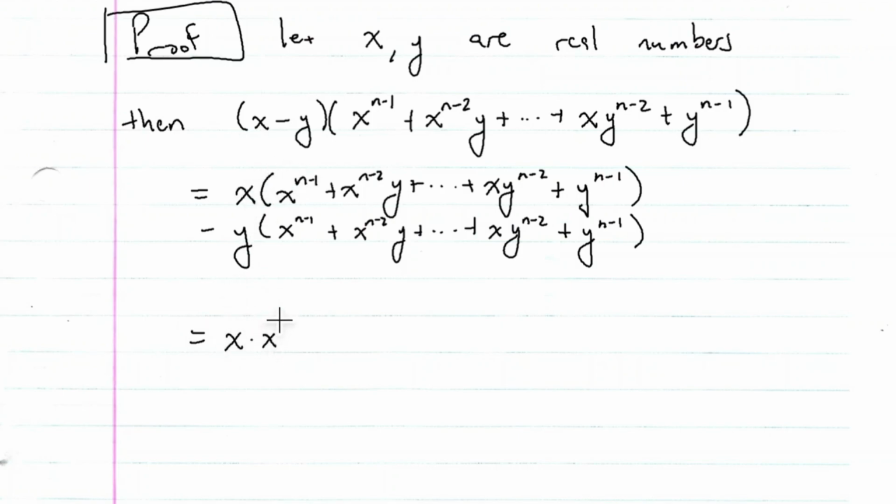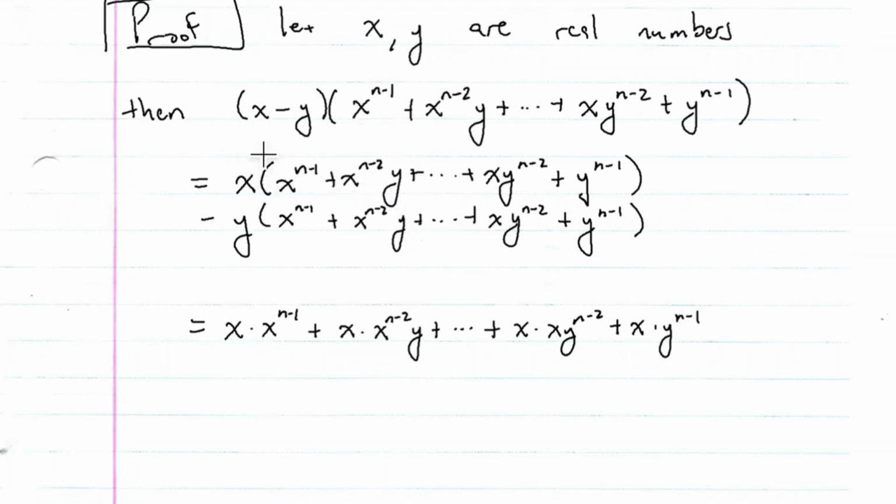x times the first term plus x times the second term all the way down to the last two terms. So all I've done is just distribute this x to all these terms. And then the same thing goes for the y. So this is y times the first term. And then this is y times the second term. Minus all the way down to the last two terms.